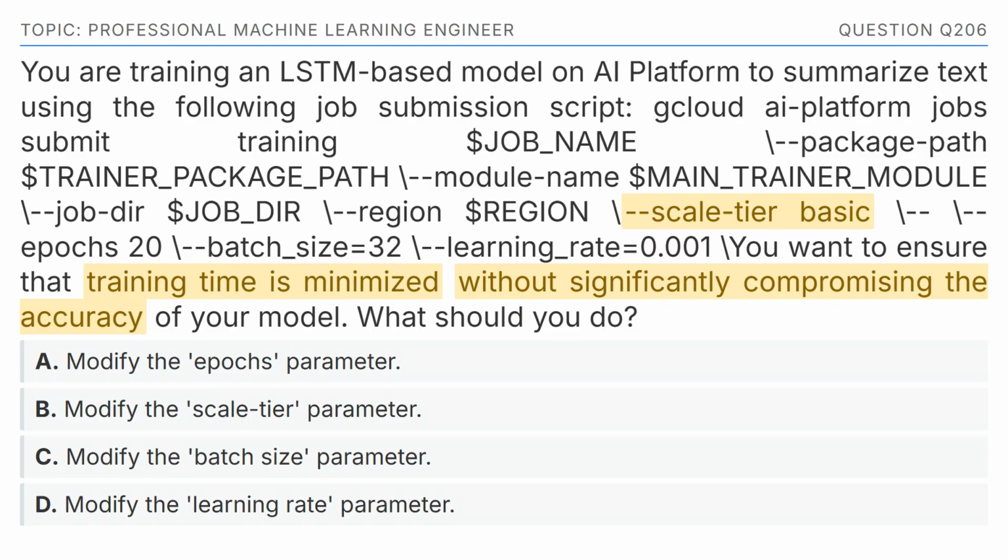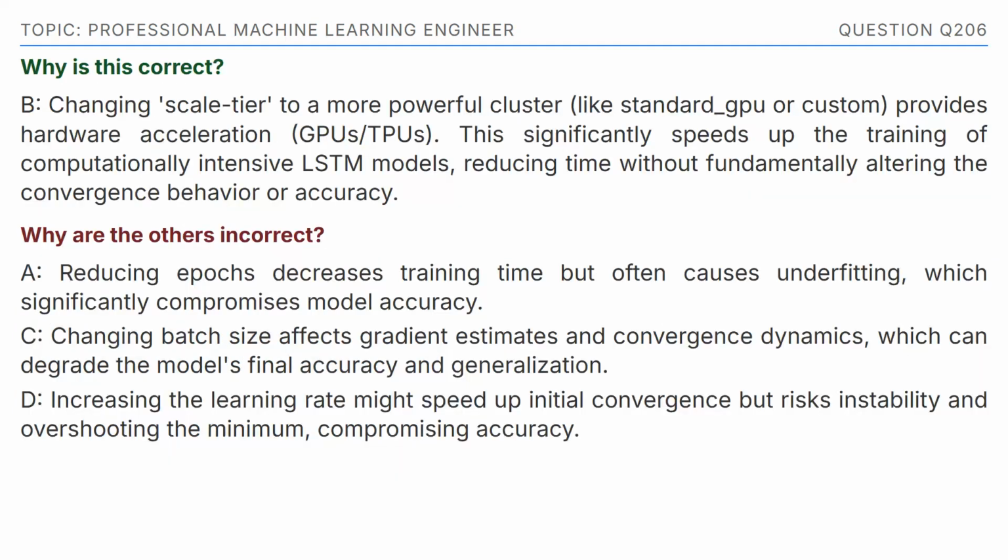To arrive at the correct answer, we focus on the keywords: scale tier basic, training time is minimized, without significantly compromising the accuracy. The correct answer is option B, modify the scale tier parameter. Why is this correct? B. Changing scale tier to a more powerful cluster, like standard_gpu or custom, provides hardware acceleration, GPUs/TPUs. This significantly speeds up the training of computationally intensive LSTM models, reducing time without fundamentally altering the convergence behavior or accuracy. Why are the others incorrect?